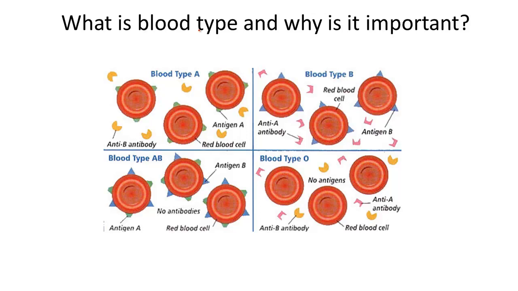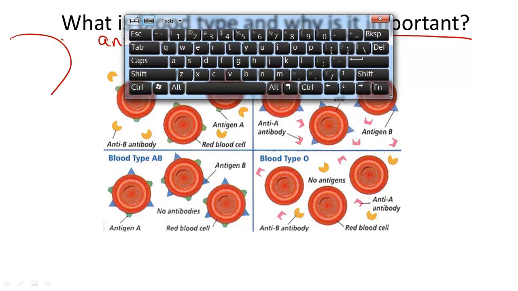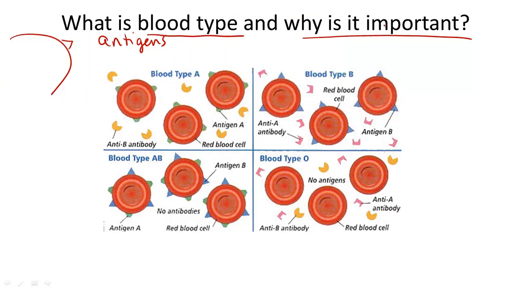Blood type. What is blood type, and why is it important? Well, blood type refers to the presence or absence of specific antigens or proteins on the surface of your red blood cells. The blood types include A, B, AB, and O. Why is this important? Well, blood type is important because your blood can only receive certain blood types.